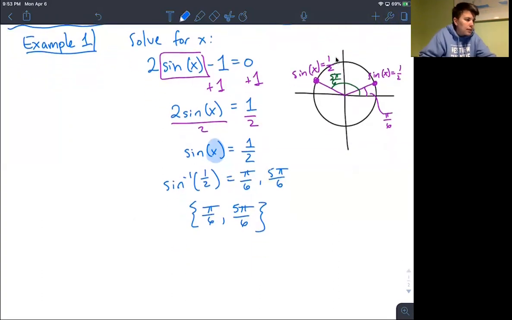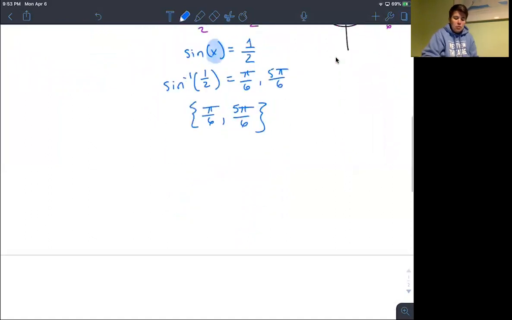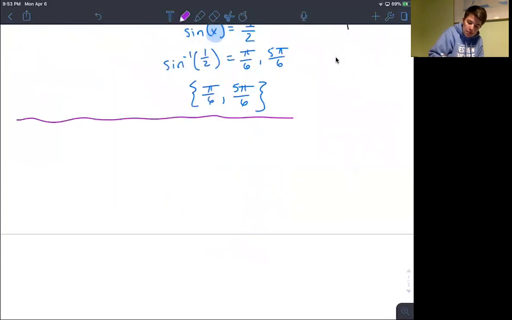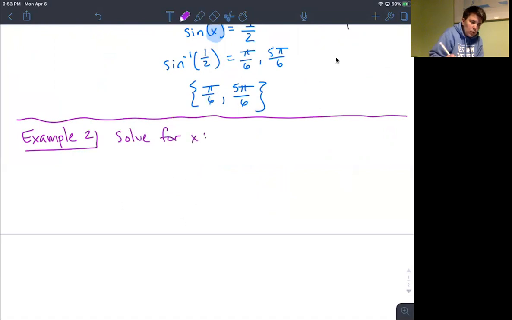Let's do, how many examples do I have? I have 4 examples. That's fine, let's roll on. Let's do example number 2. Let's make it purple. So example numero 2. Please solve for x. And here's our problem. Let's do 3 tangent squared of x minus 1. That's right, I put a squared in there. Don't be afraid. Equals 0.